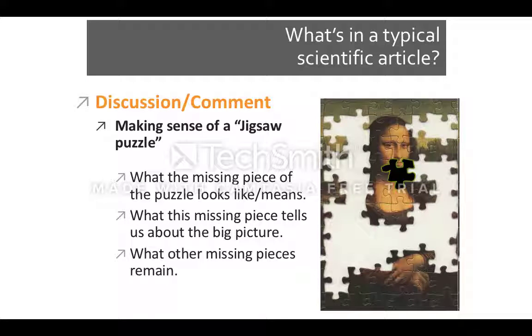And so the discussion is making sense of, locating the study that was done as a single piece of the larger puzzle, the issue that was presented in the introduction. So how does this one little puzzle piece fit in with the big picture? And what other pieces are left that still need to be investigated?